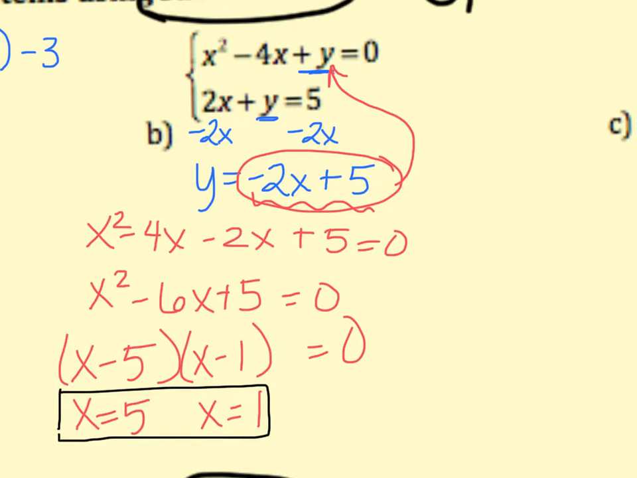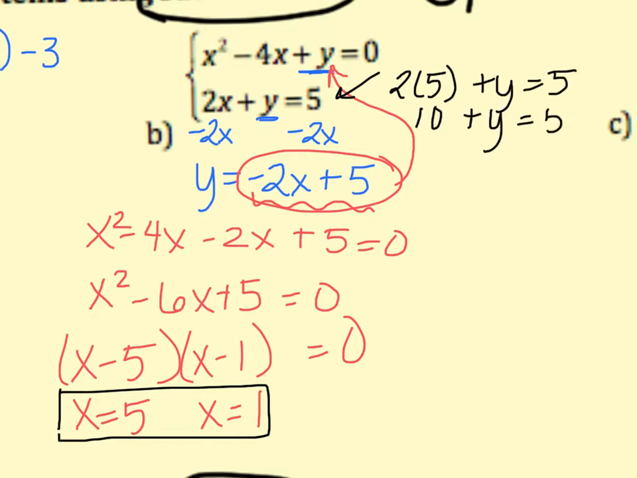And now, in order to get the y's, I'm going to substitute back in. Let's go just to the bottom equation and see what happens. So 2 times 5 plus y equals 5. So we'll get 10 plus y equals 5. So y equals negative 5. So one solution would be (5, negative 5).